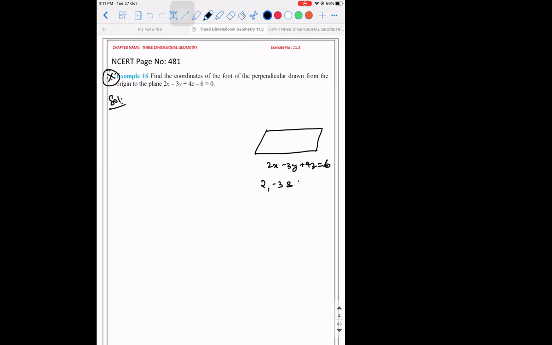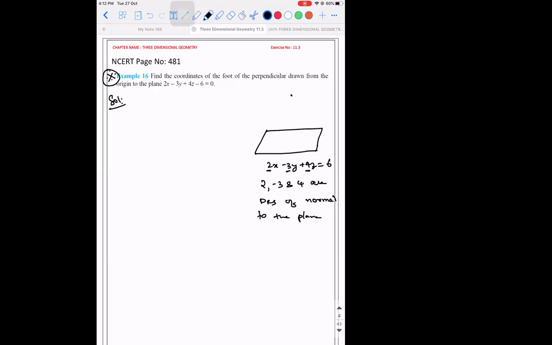2, minus 3 and 4 are direction ratios. Direction ratios of whom? Listen to this carefully: of the normal to the plane. Many of them think that it is a direction ratio of the plane. No, it is the direction ratio of the normal to the plane, because all these coefficients are coming from the n vector. The n vector itself is a vector which is normal to the plane.